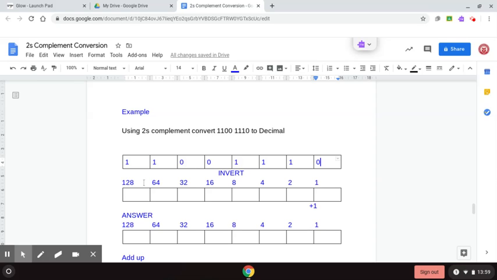So every 1 would become a 0, and every 0 would become a 1. And then I would do what I kind of did in the last task. So 1 plus 1 is 0. Carry the 1. 1 plus 0 is 1. And the rest of these will just be the same.